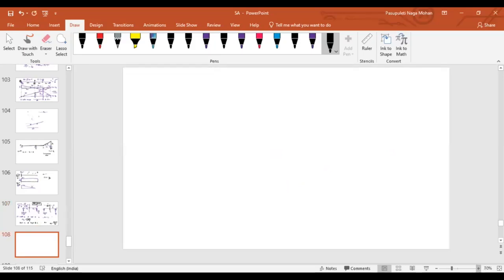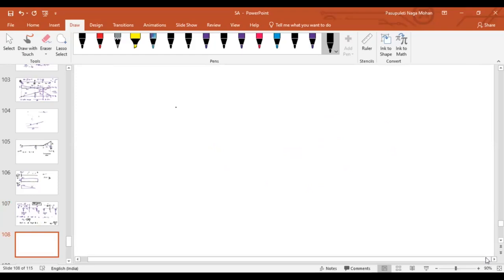Just a second, let me increase the size of the screen. Consider the same thing: A, B, and imagine you are finding the shear force at point C. Let us say it is at a distance of L by 2 and L by 2. What is the logic that we have discussed here?